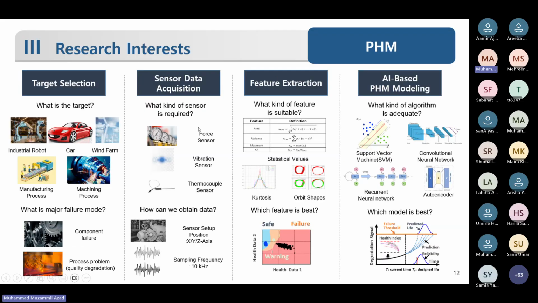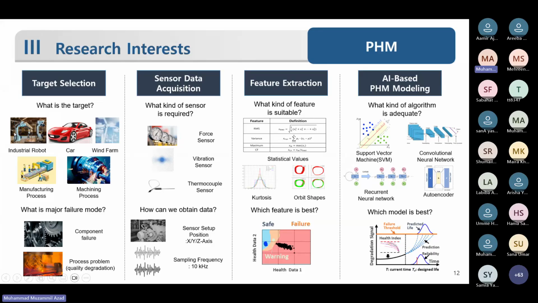So next we have some steps to accomplish the PHM procedure. The first step is the target selection. Here we can see different industries. Basically, this PHM can be implemented in any industries that require maintenance.